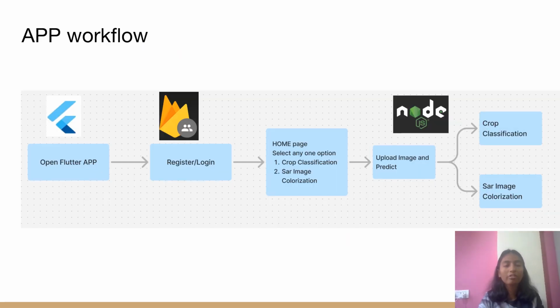Now the basic app workflow follows. We need to open the app. Next, if you are a new user, you need to register. If it is an old user, you just need to log in. Then there will be a home screen showing two options: crop classification and SAR colorization. If you choose one of them, you upload an image from your local storage, and then you click predict. You get the required output. For crop classification, you get which class of crop it belongs to, and for SAR colorization you get the colorized image as output with the ground mask.